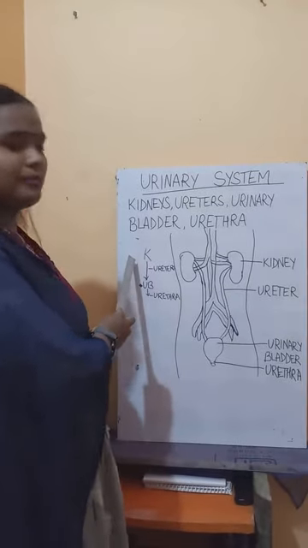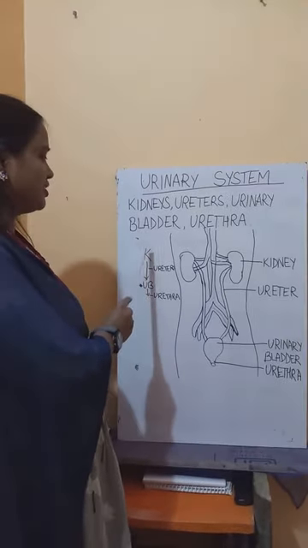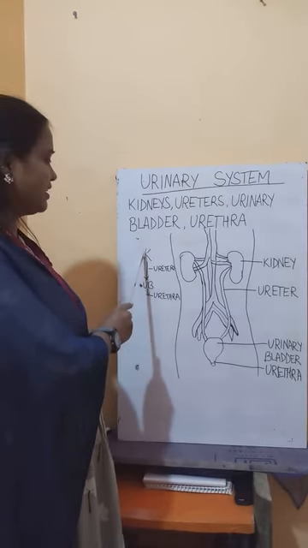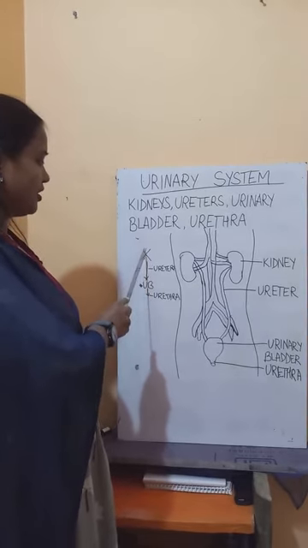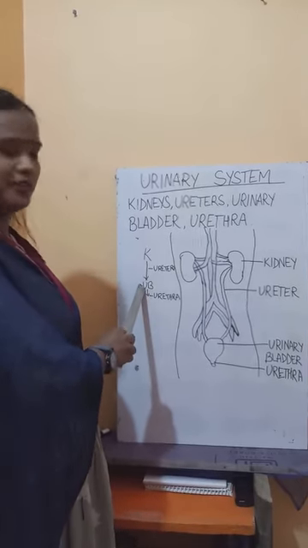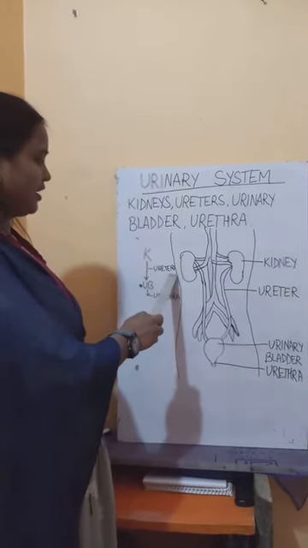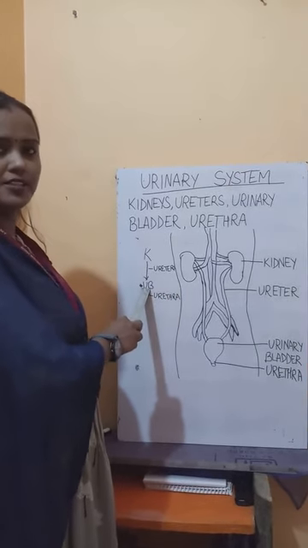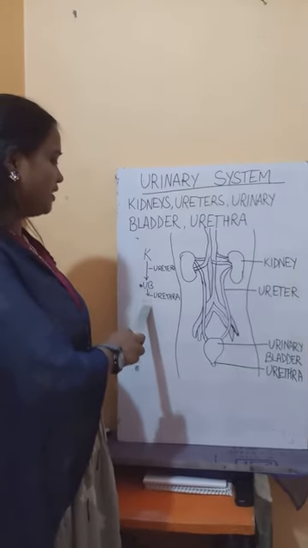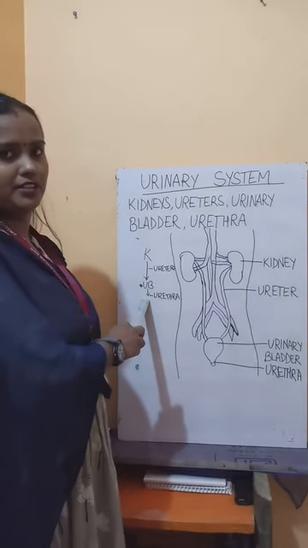You can remember it in this way. At first, the waste and extra salt get collected in the kidneys. From here the urine goes to the urinary bladder through ureters, and then when this urinary bladder gets filled with the urine, it comes out through urethra.